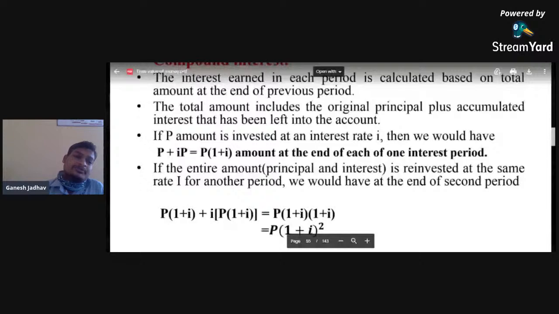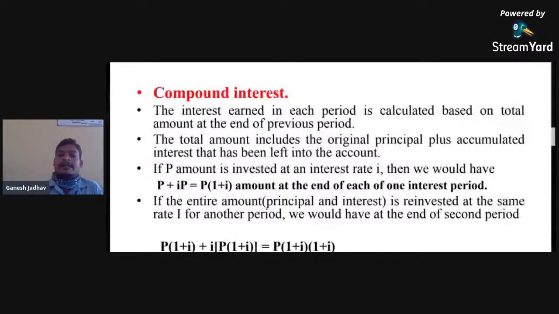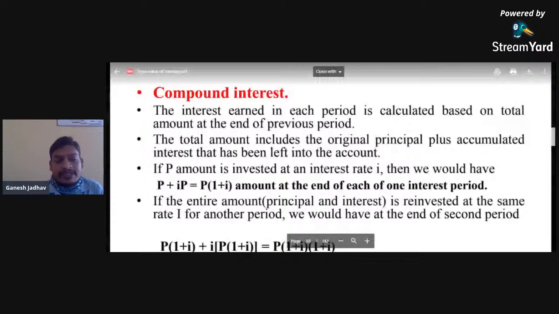Okay, so if the amount P is invested at the interest rate I, then we would have P plus IP, which is equal to P into (1 plus I). So this is the amount at the end of each interest period. Okay, so this is the formula, and you can calculate the compound interest also.